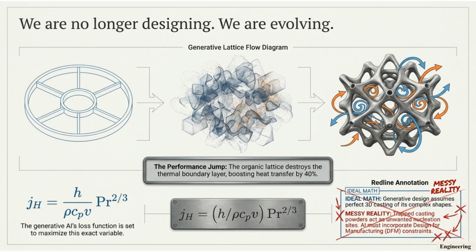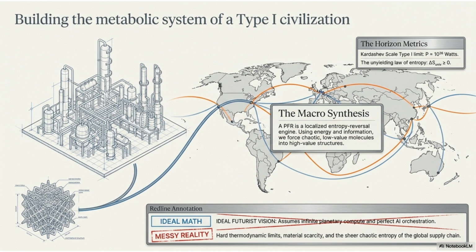These complex shapes disrupt the thermal boundary layer, boosting heat transfer significantly. By incorporating manufacturing constraints into the AI's loss function, we ensure these designs are physically viable and not just mathematically elegant. Ultimately, we are building the metabolic systems of our civilization.